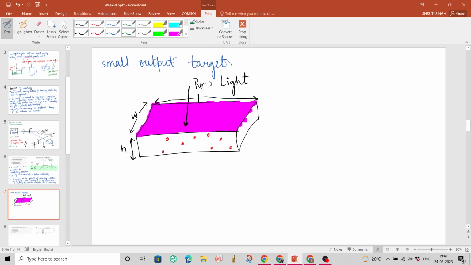When we shine pump light on this, it will absorb the pump light and give its own emission, and that emission will be in all the directions. But the catch here is that these surfaces are polished, and this surface is polished, and this is the output surface, not polished.